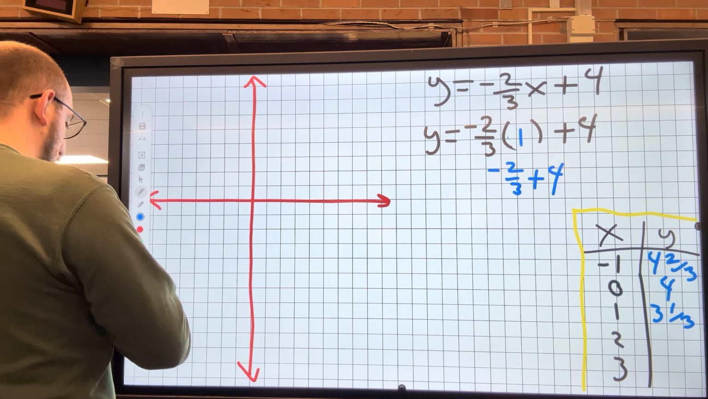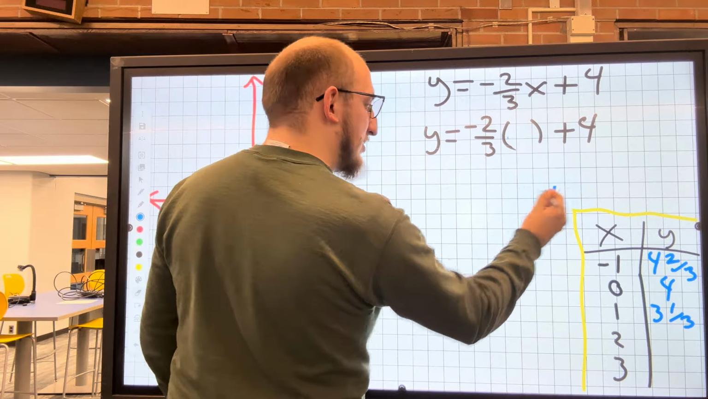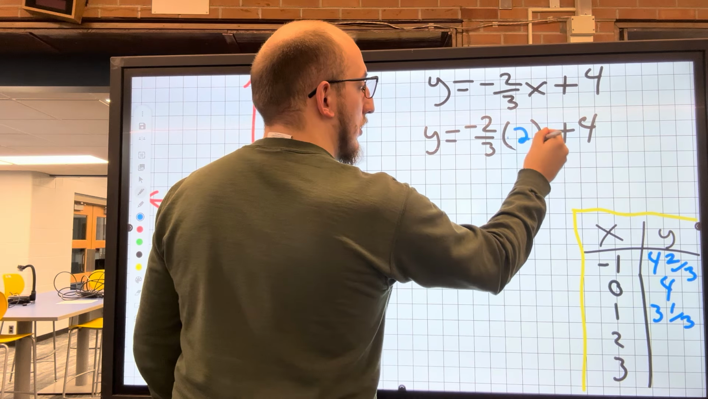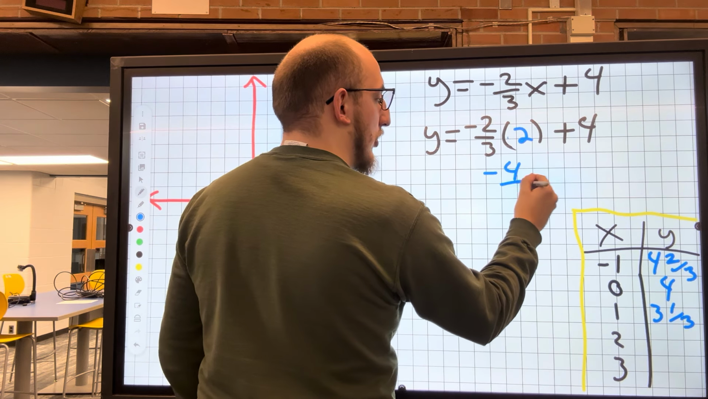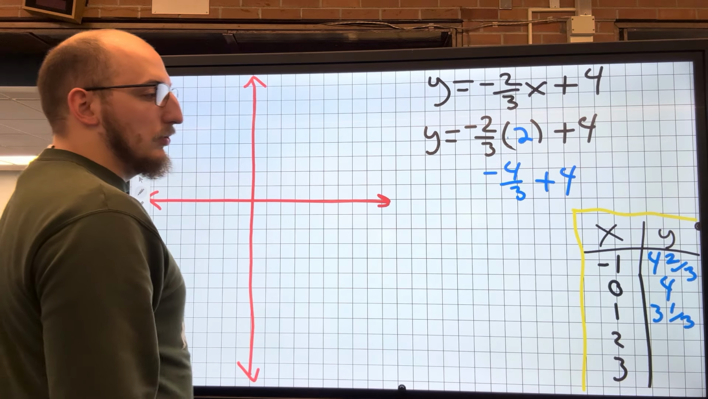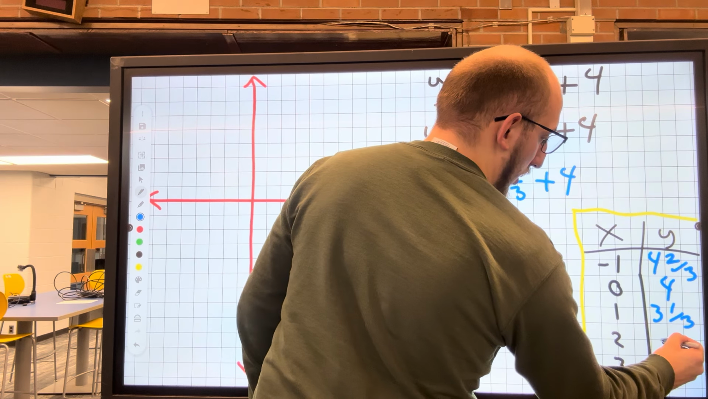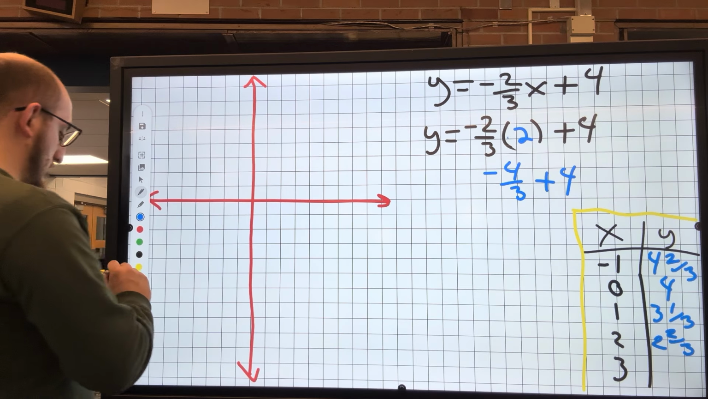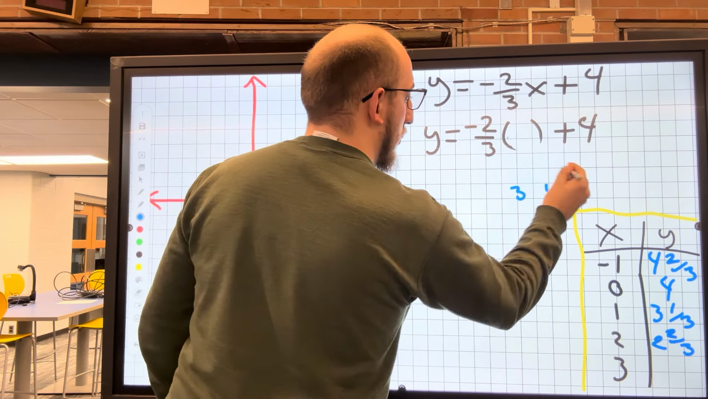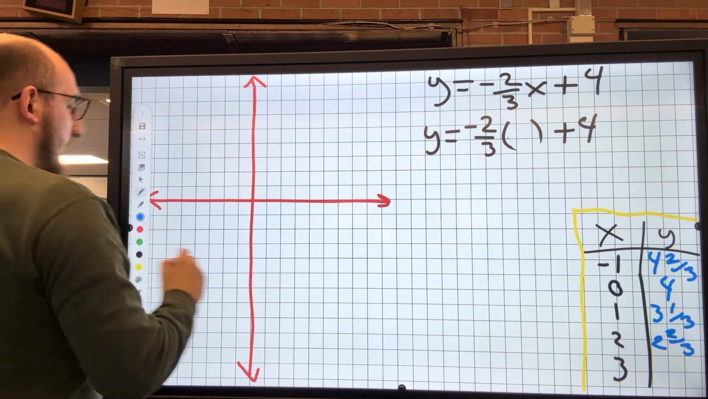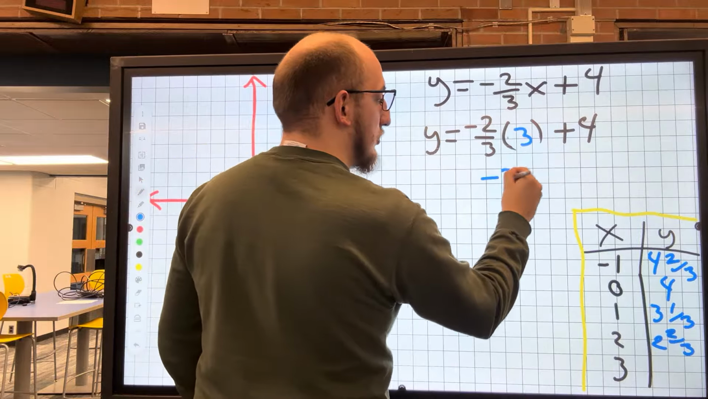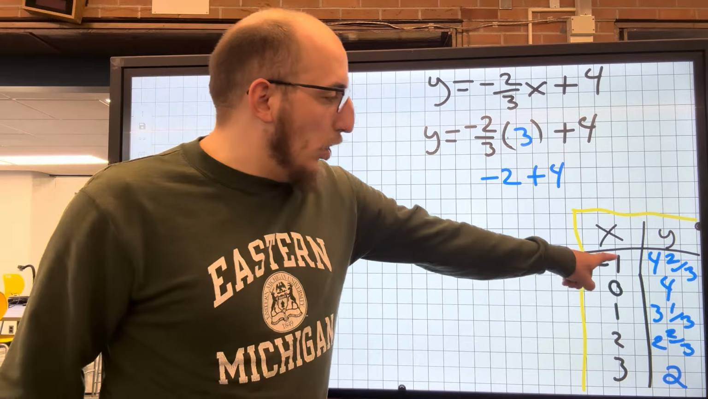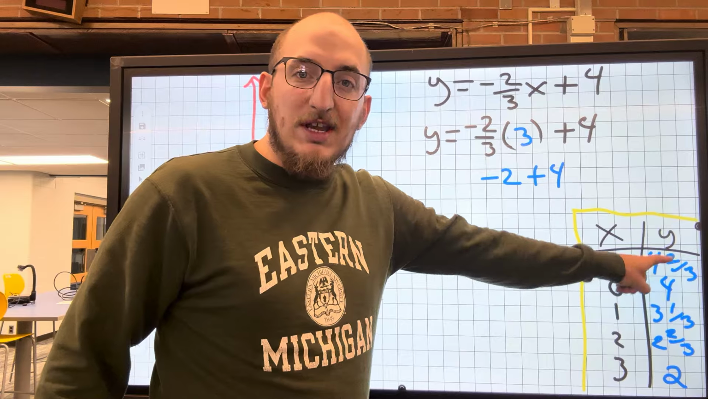And then I can plug in 2. I know it looks like I'm erasing a lot, it's because I am. If I plug in 2, this gets you -4/3 plus 4, which gets you down to 2 2/3. And lastly, let's plug in 3. This gets you -2 plus 4, which will get you 2. As we can see, every time we change x here, we lose 2/3 here.